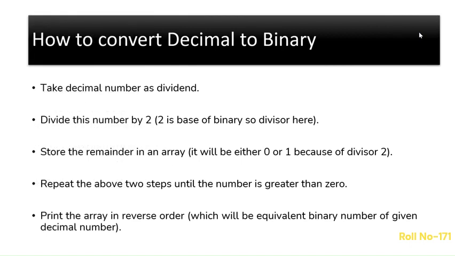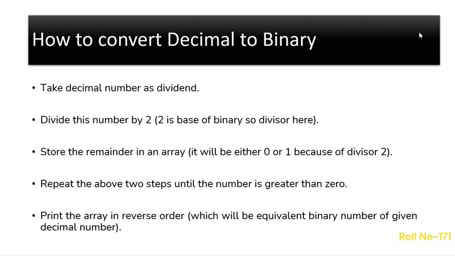So let's get started with the very first type of conversion, that is decimal to binary conversion. As we are all familiar, decimal has a base of 10 and the binary number has a base of 2. There are some steps involved in the conversion of decimal to binary. First, we assign the decimal number as a dividend. After assigning it as a dividend, we divide that number by 2. Why are we dividing it by 2? Because the base of binary is 2, so 2 becomes the divisor.